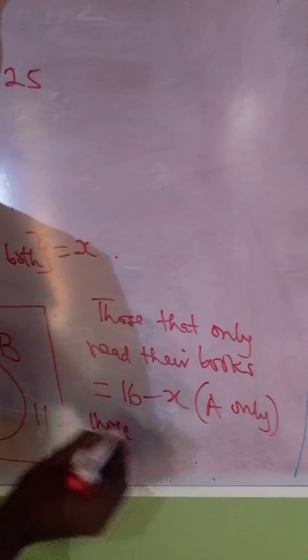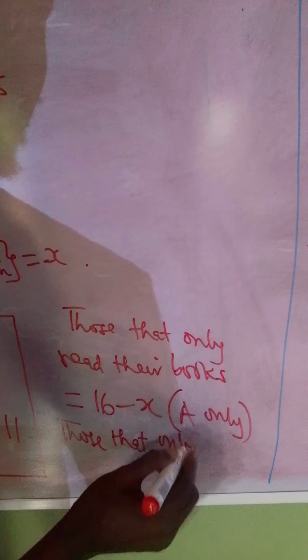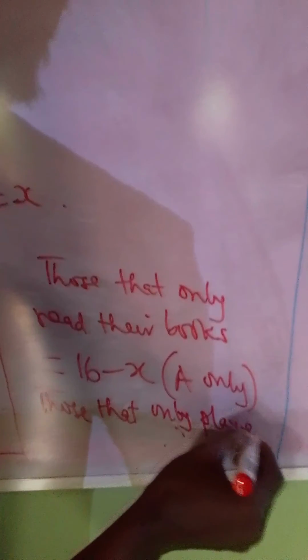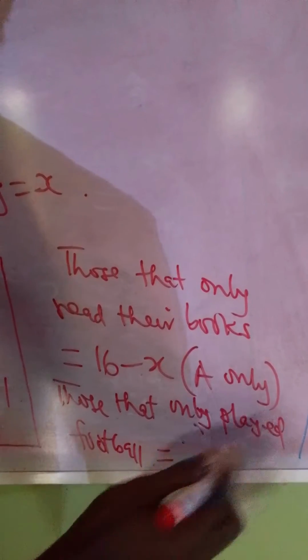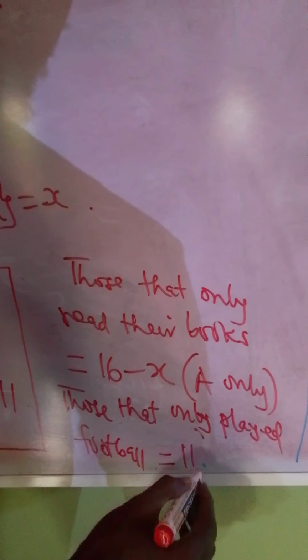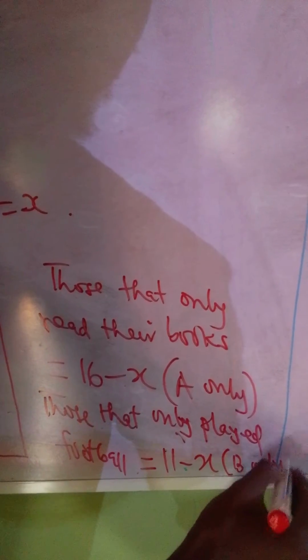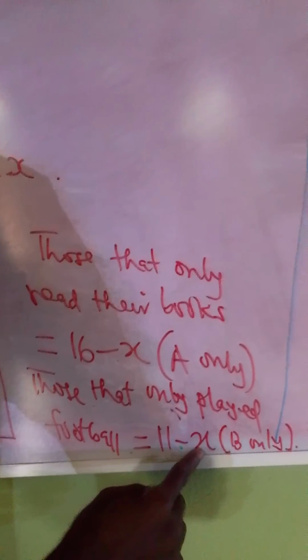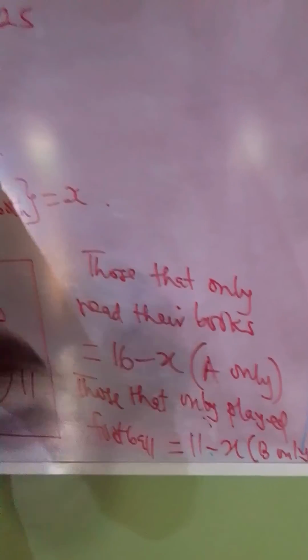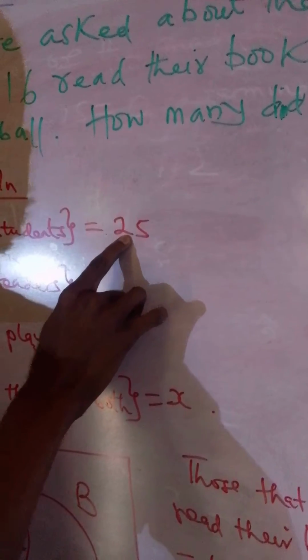Then those that only played football will be equal to 11 minus X. That is B only. So if we subtract X, which represents those that did both, from 11, then we get those that only played football. All right, now let's sum everything and then equate it to 25 being the universal set.